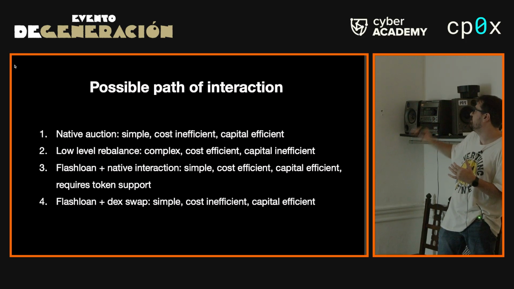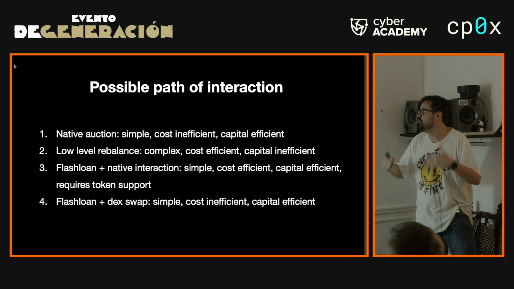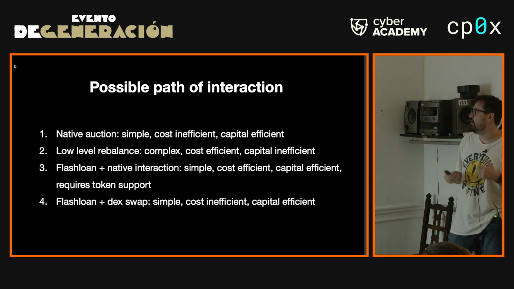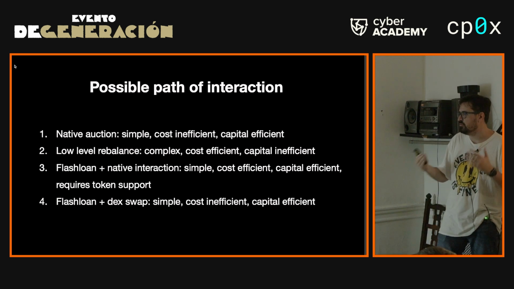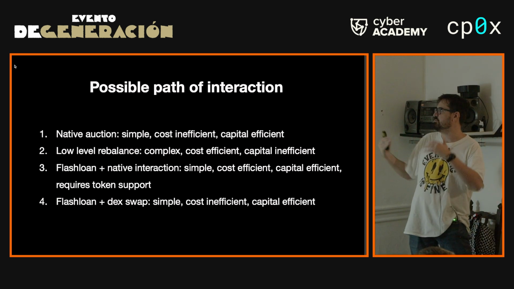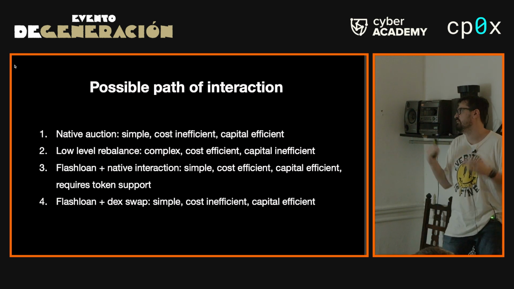It's simple, cost efficient, capital efficient, but your token should support this way. For example, in Lido, there is a native deposit, but there is no atomic native withdrawal. You need to wait some time. That means that you cannot put it inside a flash loan.